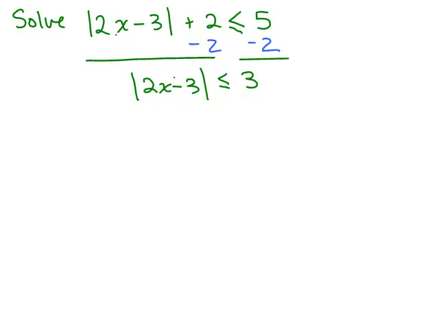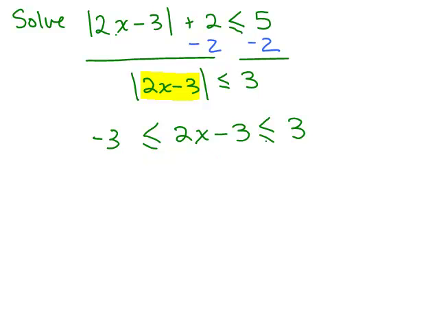Now we have the absolute value of something less than or equal to some positive number. So remember what we do. We can take the part underneath the absolute value sign, 2x minus 3, and we know that can go between -3 and 3. Remember, this is because absolute value has to do with distance, and we want some distance to 0 to be less than 3 spaces away.